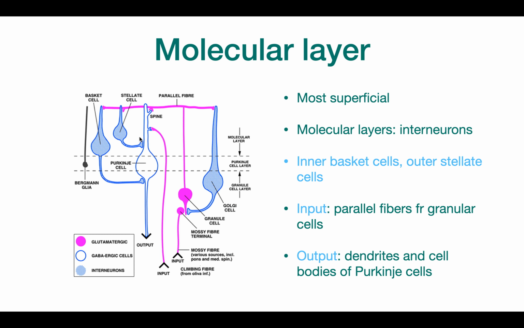Let's go back. So this is kind of important. The parallel fibers and the input fibers, they're all glutamatergic. So these use glutamate as the neurotransmitter. The Purkinje cells are going to be GABA neurotransmitters.